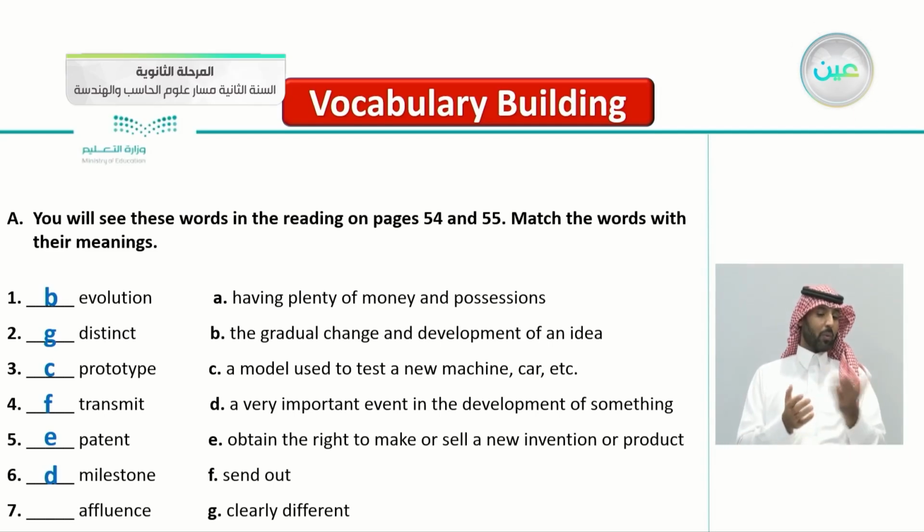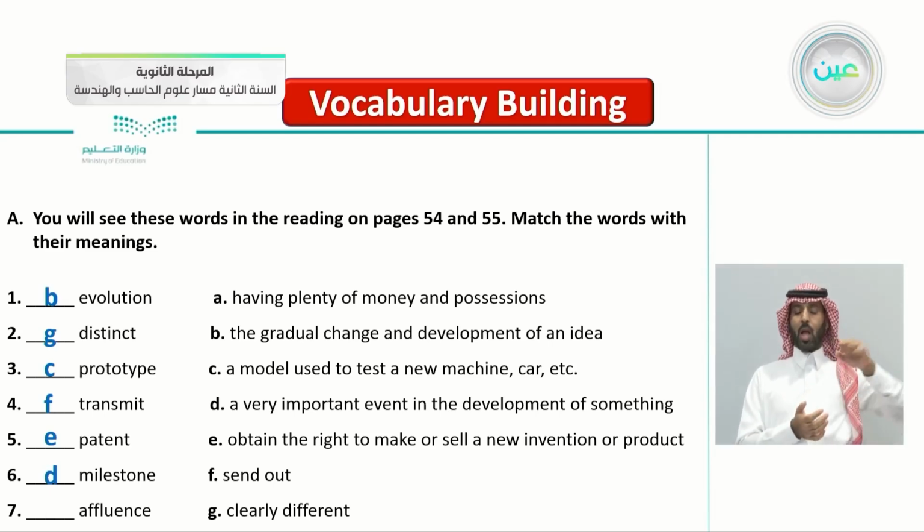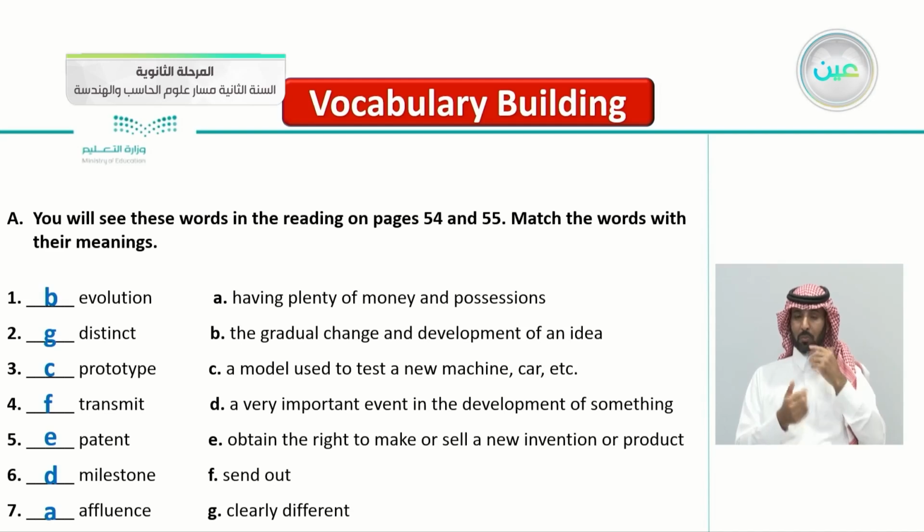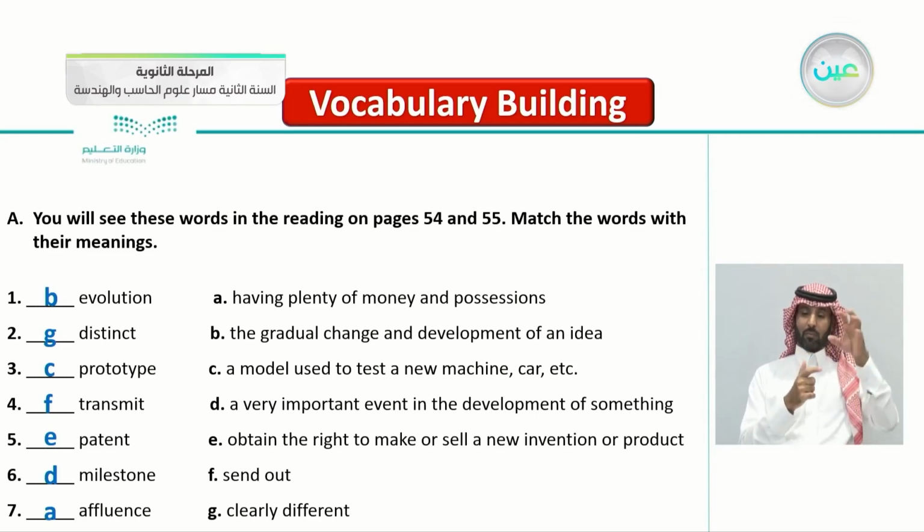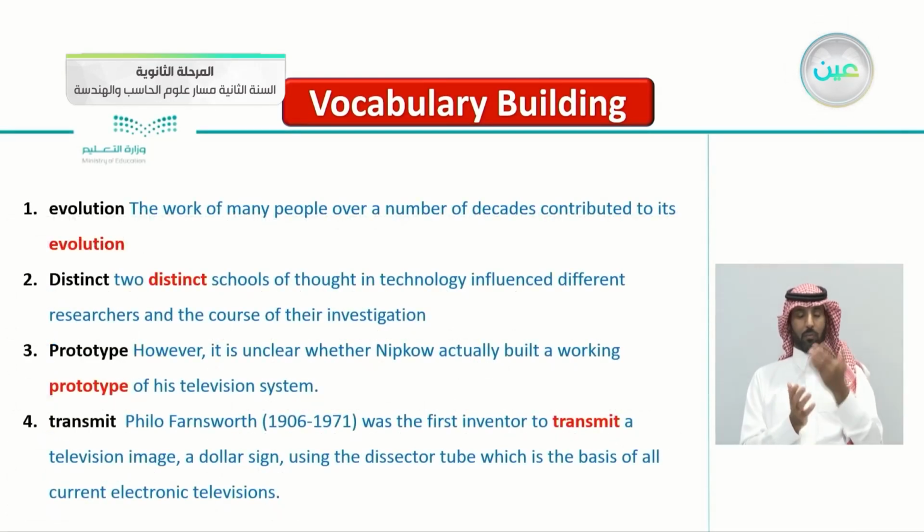What about the last one, affluence, number 7? Yes, it's the letter A, having plenty of money and possessions. So affluence means having plenty of money and possessions, like maybe cars, houses, maybe yachts. Why not? So these are the words and their meanings, and pay attention that these words will come in our next lesson, in the reading lesson. We will find them in these sentences.